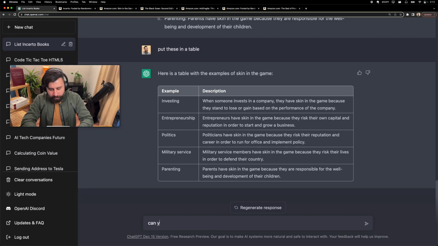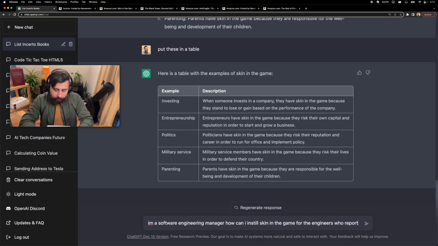Okay, so I see ideas here for investing, entrepreneurship, politics, militaries, and parenting. What if I'm an engineering manager? I'm an engineering manager. How can I instill skin? Actually, I want to be more specific. I'm a software engineering manager. How can I instill skin in the game for the engineers who report to me?